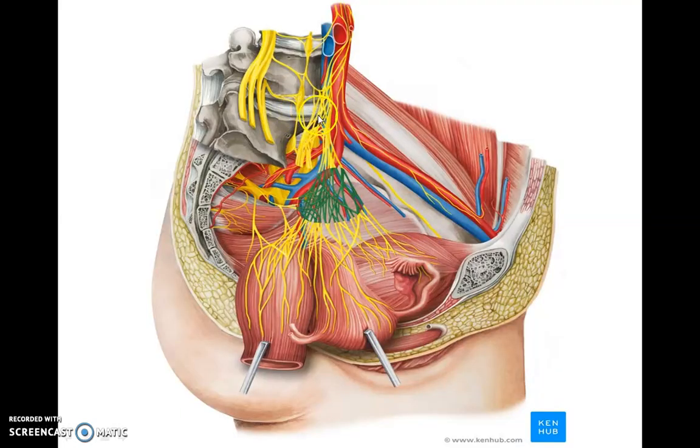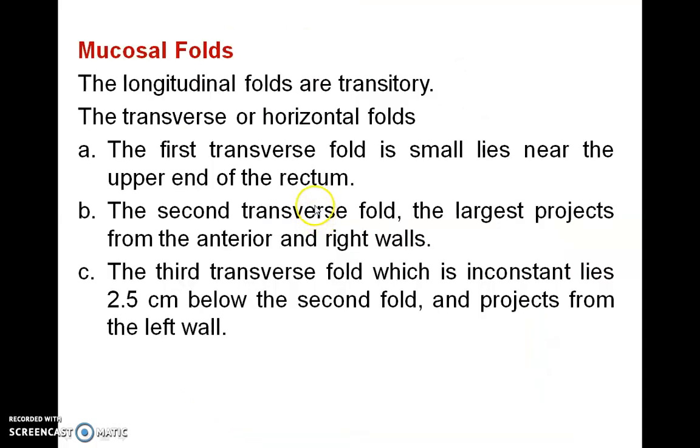See here, nerve relations are shown over here on the posterior side. This is the uterus, this is the rectum, and also shown are the nerves which are related on the posterior side. This is the sympathetic chain. Now we will see the interior of the rectum.